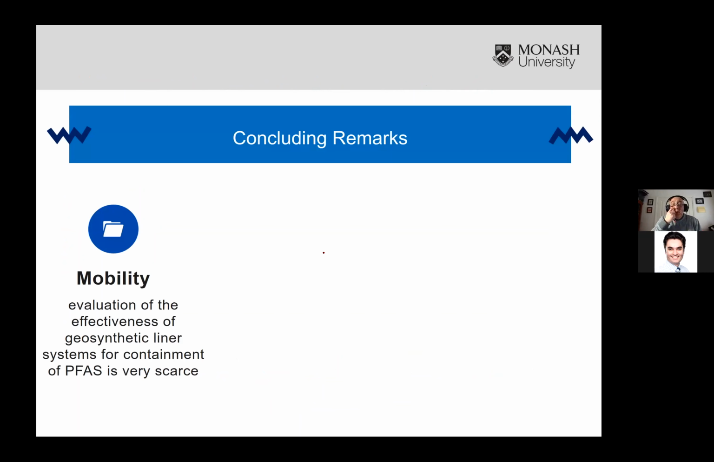So this brings me to my concluding remarks. One aspect that is very important when we look at PFAS through liners is their mobility. Therefore, the evaluation of the effectiveness of these liner systems currently for containment of PFAS is very scarce. And I think this situation is mostly due to the newness of the issue, and at the same time, the lack of information on PFAS mobility through these liner systems.